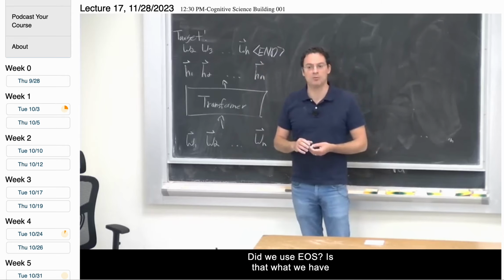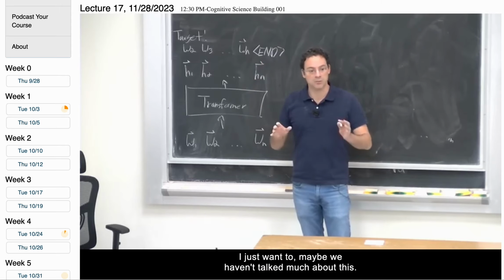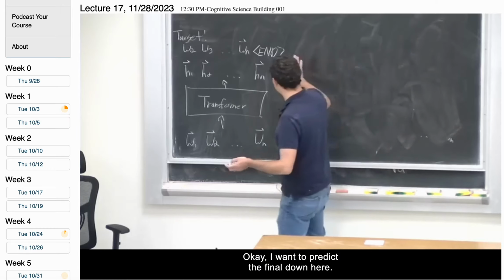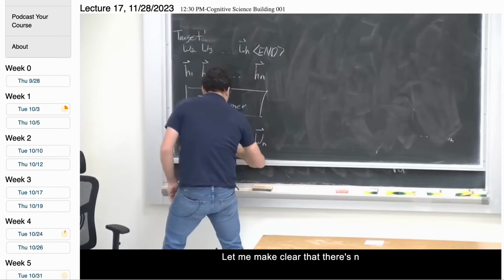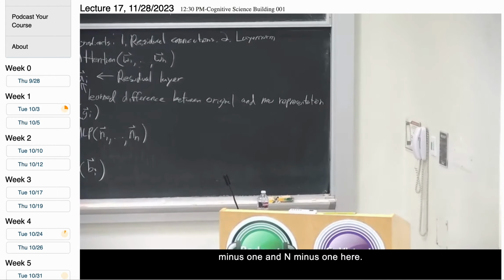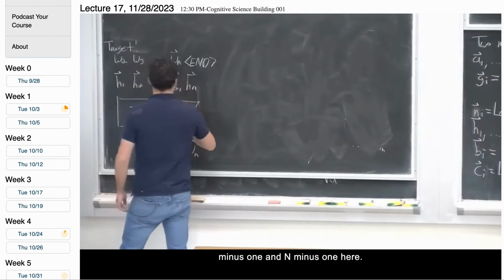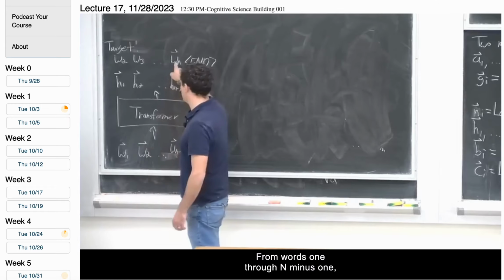Did we use EOS? Is that what we previously used to indicate the end of the sequence? No, maybe we haven't talked much about this. Okay. So I want to predict the final word. Let me make clear that there's w_{n-1} and h_{n-1} here. So from words 1 through n minus 1, I'm going to be trying to predict the last word, w_n.